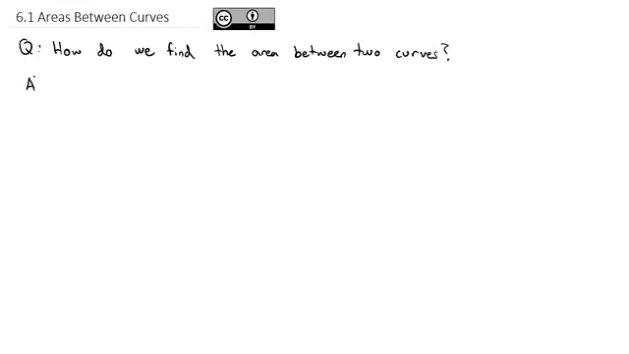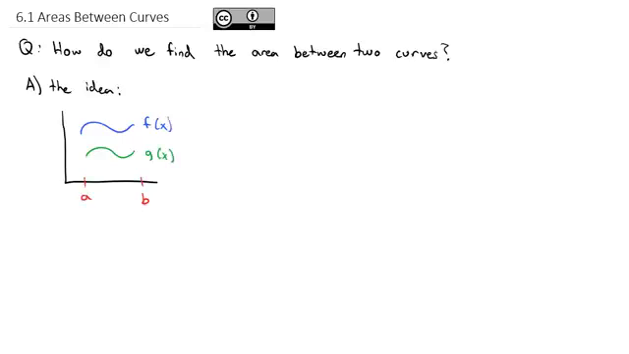And we'll start out by kind of mapping out the idea behind what we are doing. If I've got some graph, let's say there's some function f of x going from a to b. And beneath it, there's some other function, we'll call it g of x between a and b. What we're trying to do is find the area between those two curves.